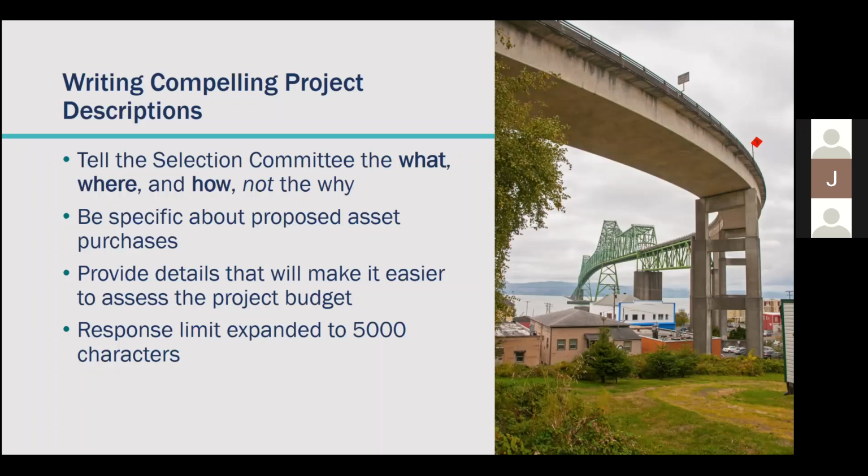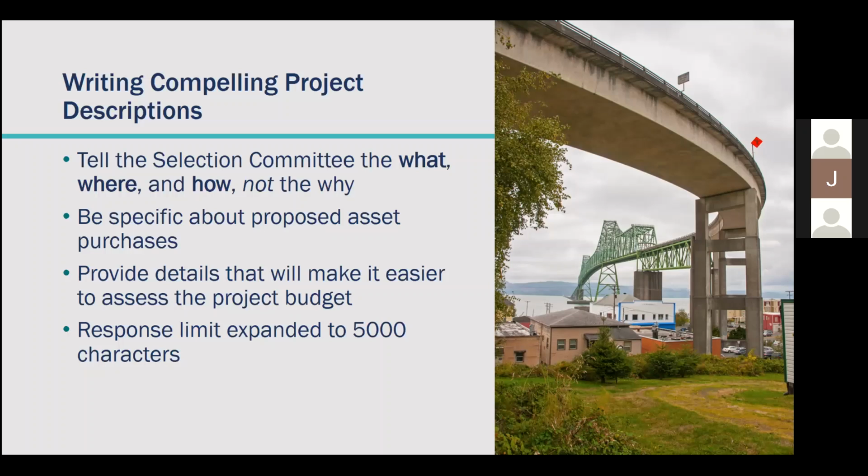What size and type of vehicle will you purchase? What types of signs and infrastructure will be used to improve transit stops, for example. Provide detail that will make it easier for the evaluation team to connect the dots between your project description and the cost that you identify in the project detail section, which is essentially your budget section.